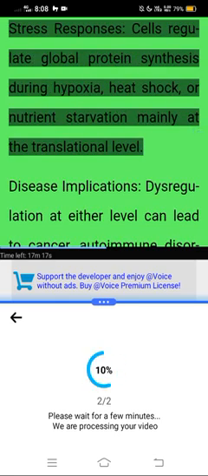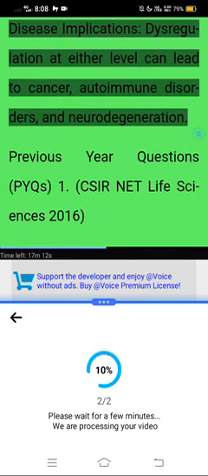Stress responses: cells regulate global protein synthesis during hypoxia, heat shock, or nutrient starvation mainly at the translational level. Disease implications: dysregulation at either level can lead to cancer, autoimmune disorders, and neurodegeneration.